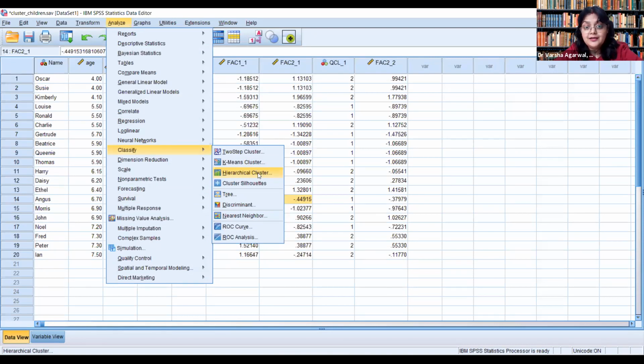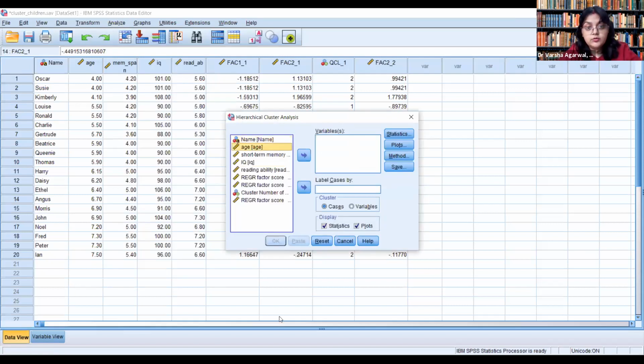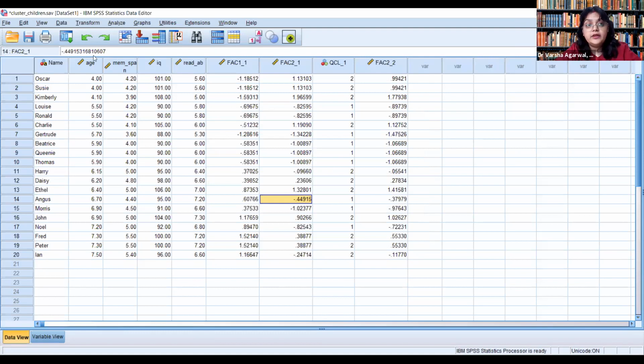So first I'll click on hierarchical cluster. What variables do I want to take from here? Age, short-term memory, IQ, reading ability. So this I can take directly, but it will not give me the result. So what I need to do here is first club them into variable factors. So first of all, I will go for dimension reduction.